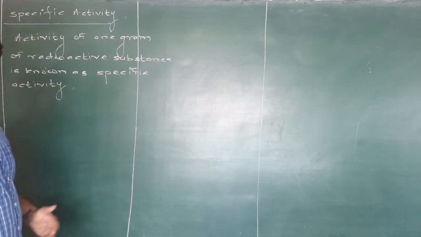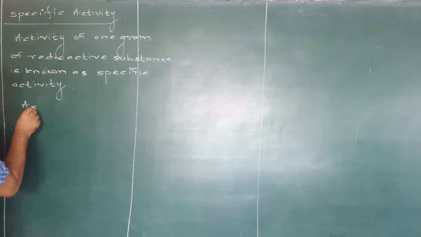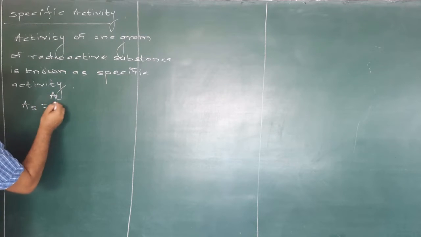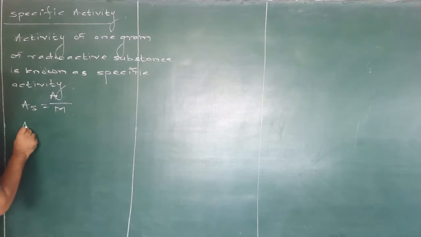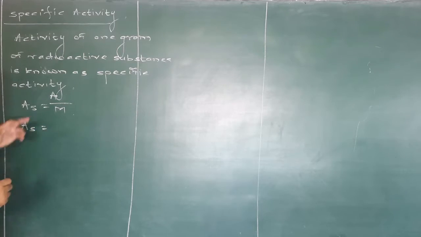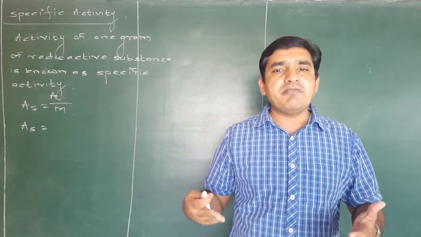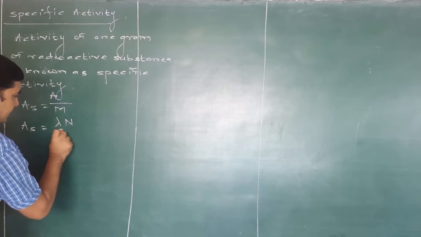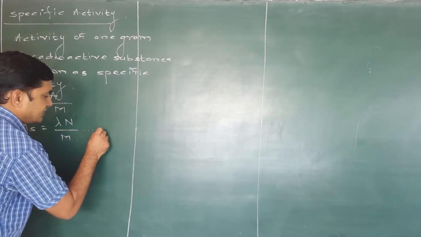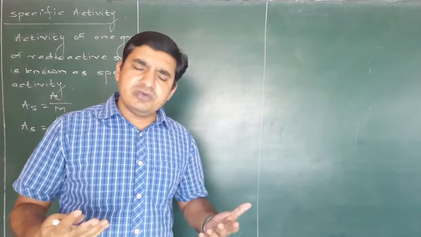And therefore we can say that the specific activity AS is equal to the activity of the radioactive substance divided by M. Okay? And therefore the specific activity AS can also be written as, we know that the activity of a radioactive substance is lambda into N, so lambda into N divided by M. This is considered as equation number 1.